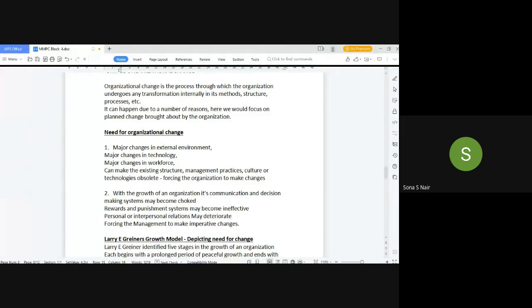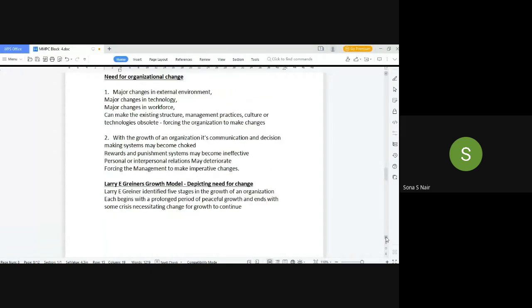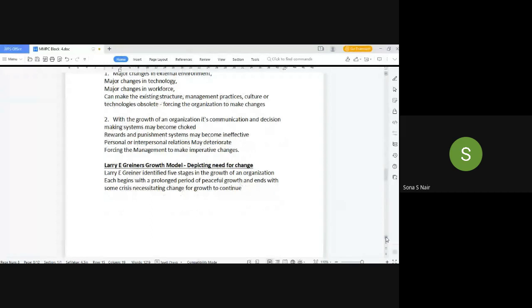Now, this is a very important model. I'm not sure if it's there in our study material, but this model is Larry E. Greiner's growth model, which says that as any organization grows, if you start with a small organization, it goes through 5 stages, right?